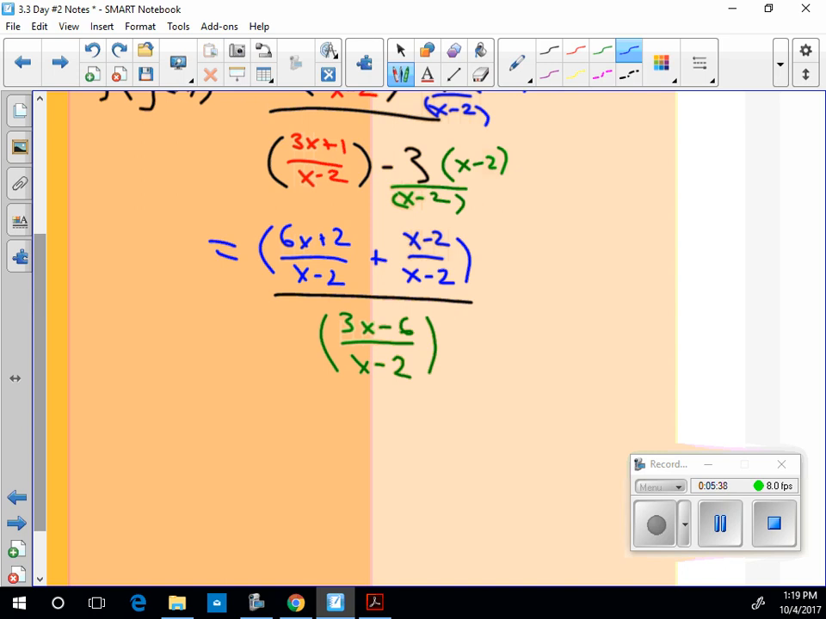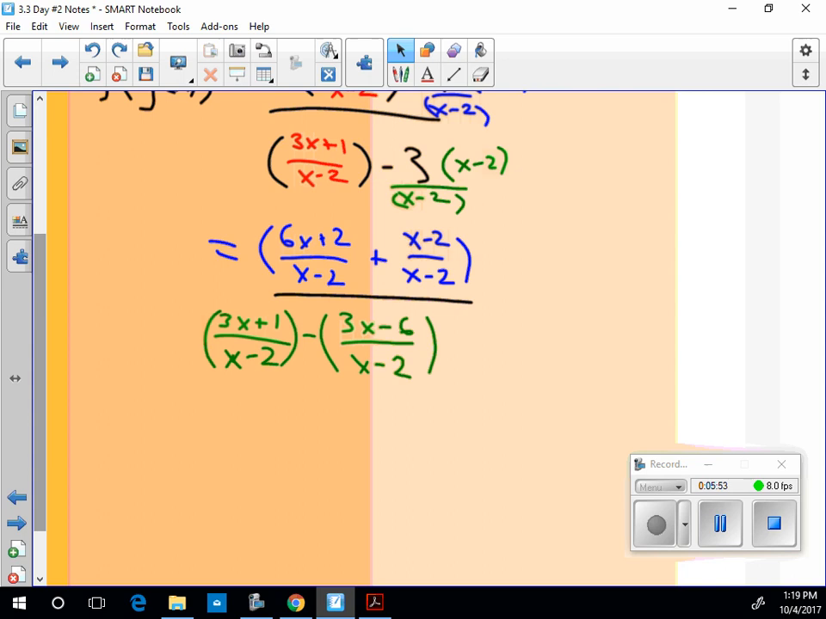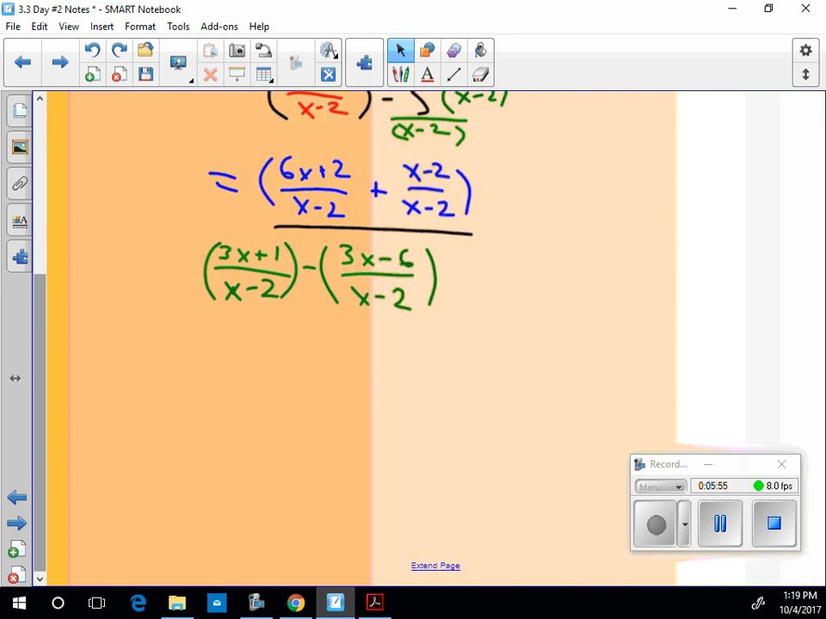Oh, and I got to do the red one with it. Yuck. Almost forgot. I'm going to subtract those two. Whew. Okay, let's simplify. Oh, this is a lot of work. I like it. Embrace it.